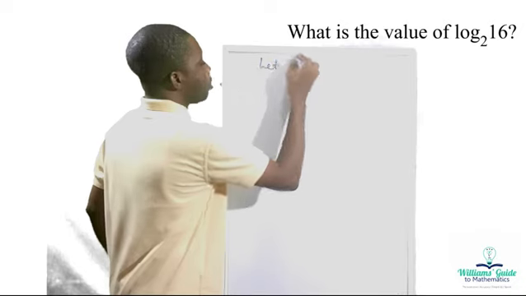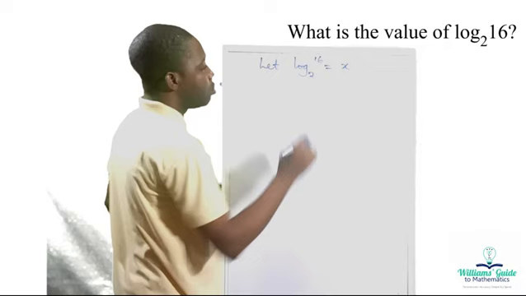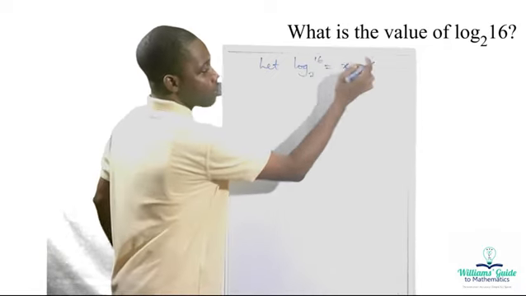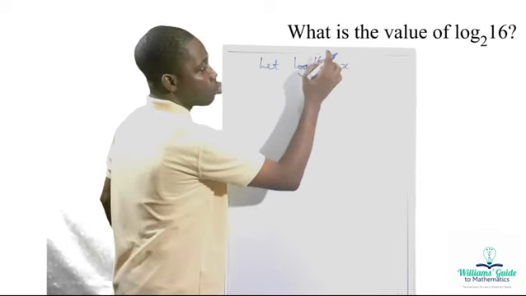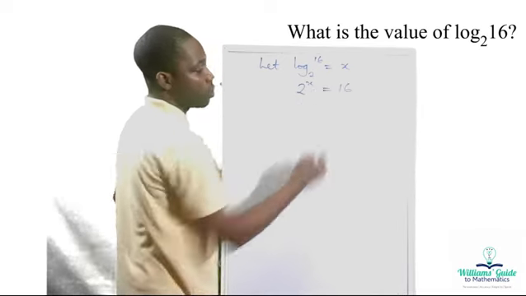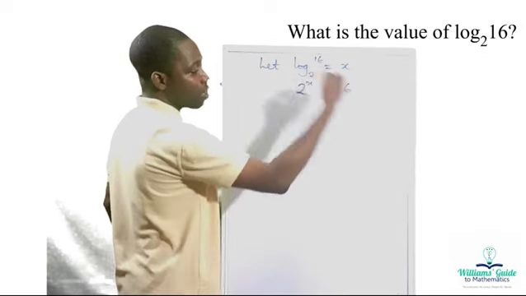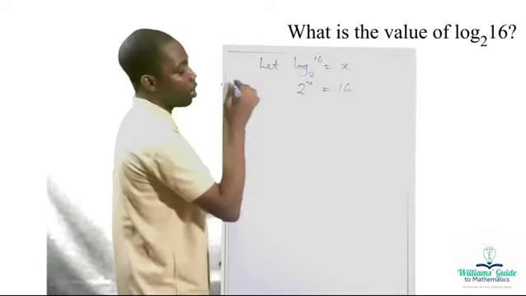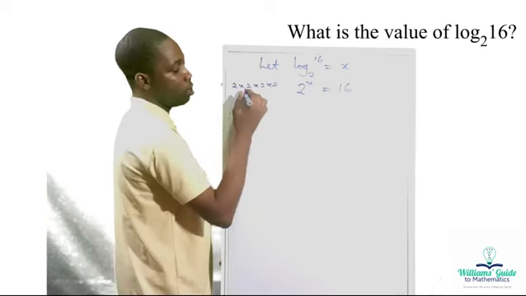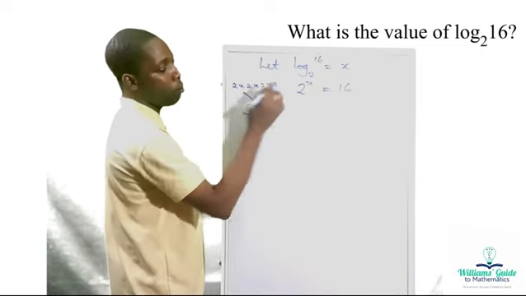We say let log 16 to base 2 equals x. Remember from the definition of logarithm, the base 2 can be raised to this x as a power to give us 16. So we have 2 raised to power x is equal to 16. Now our 16 will be in terms of 2. That is, how many times can we multiply 2 to give us 16? We can have 2 times 2 times 2 times 2 giving us 16. That results in 2 raised to power 4 because we have 2 in 4 places.